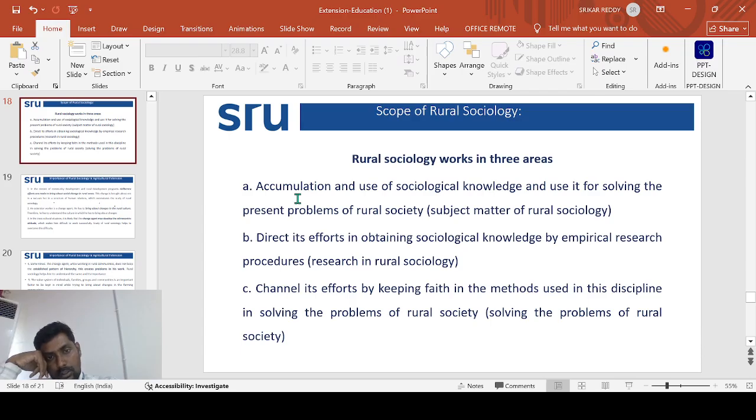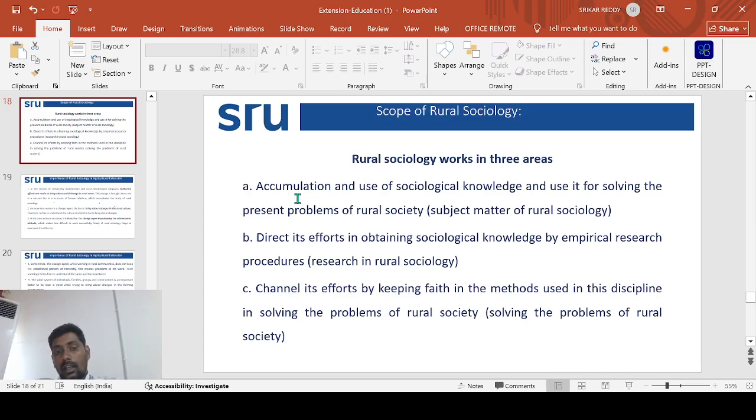The first one is the accumulation and use of sociological knowledge for solving the present problems of rural society. Sociology has scope to accumulate. What is accumulation? Gathering all the society's knowledge and information, the pattern, the implementation, the working. It will accumulate and use that sociological knowledge for solving present-day problems of rural society. That information can be used by many others for solving problems, and can be utilized for the development of society. That is one scope.